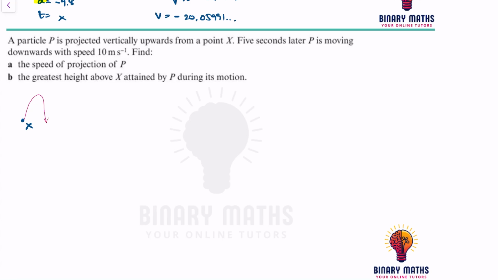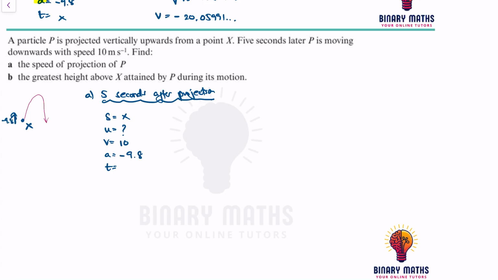5 seconds later, P is moving downwards with velocity 10 meters per second. So the journey we're interested in is 5 seconds after projection. So setting up SUVAT for that journey. We don't know the displacement. We try to find the initial speed. We know at 5 seconds it's traveling at 10 meters per second. Up is positive, so that means acceleration is minus 9.8 and the time is 5 seconds.